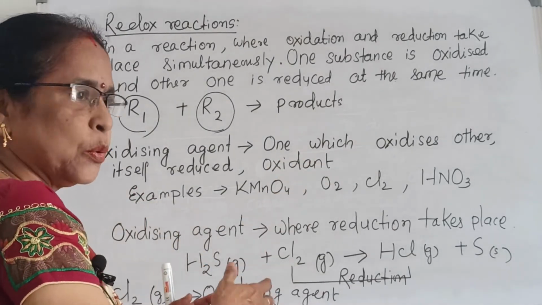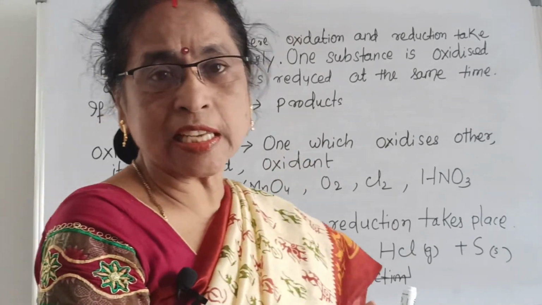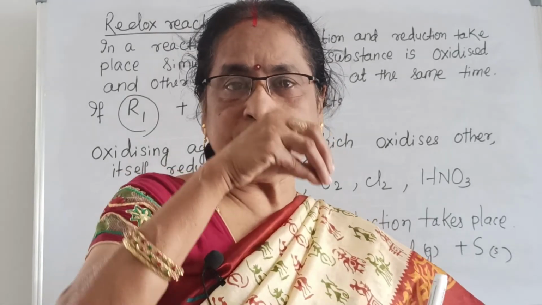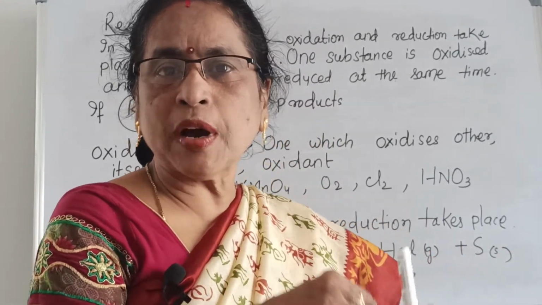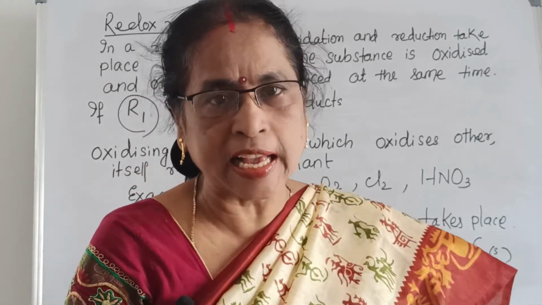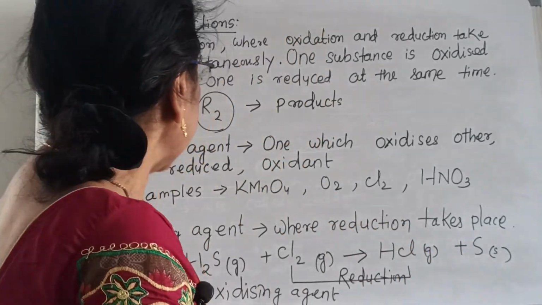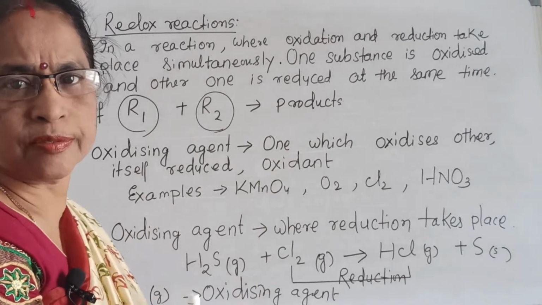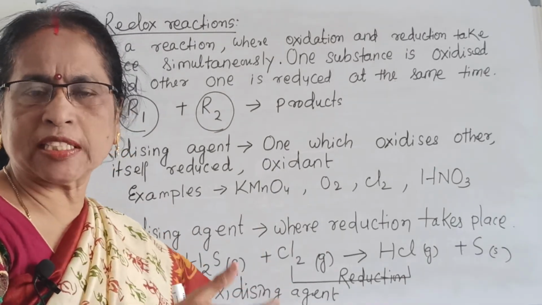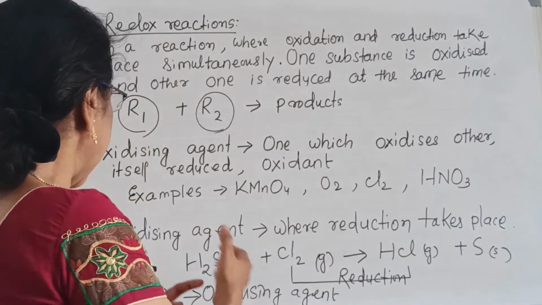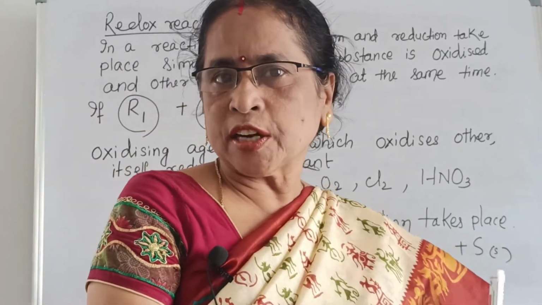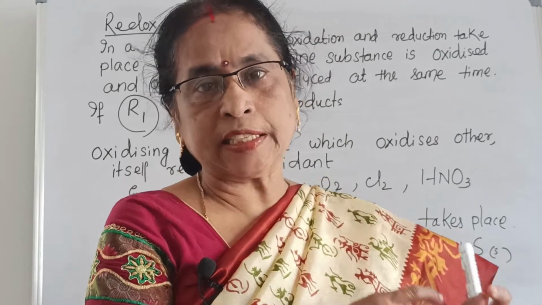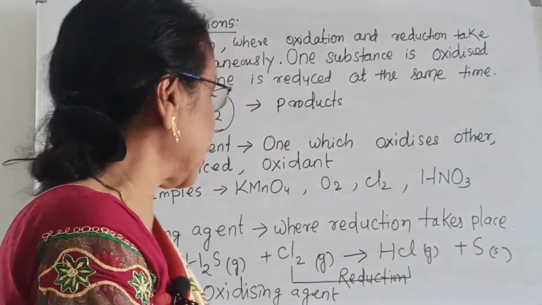Examples are KMnO4, O2, Cl2, HNO3 and so on. But how do we find in a reaction which one acts as an oxidizing agent and why? This is also called an oxidant. Oxidizing agent is nowadays called oxidant. I will give an example of the reaction later, in correspondence with redox reaction, oxidizing and reducing agent.